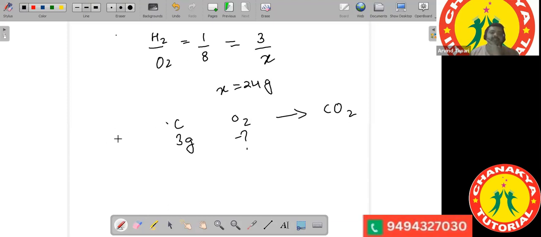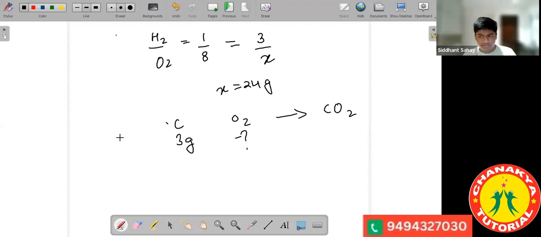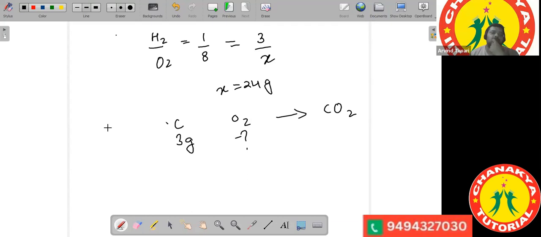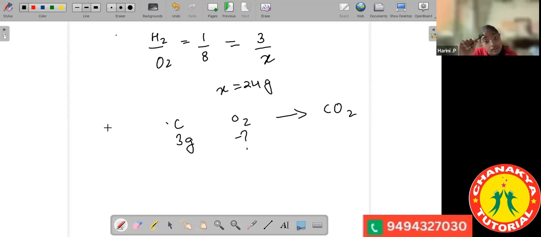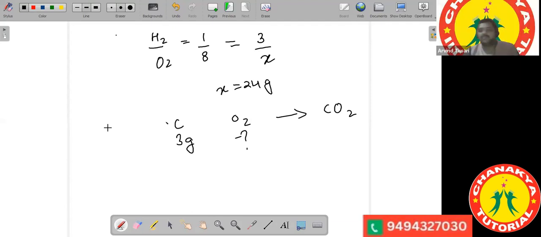Okay, anyone else who will tell the answer? Aman: Sir, 8 grams only. 8 grams. Okay. Anyone else? Harini, how many grams of oxygen are required? Sir, I'm still solving this. You are still solving this.